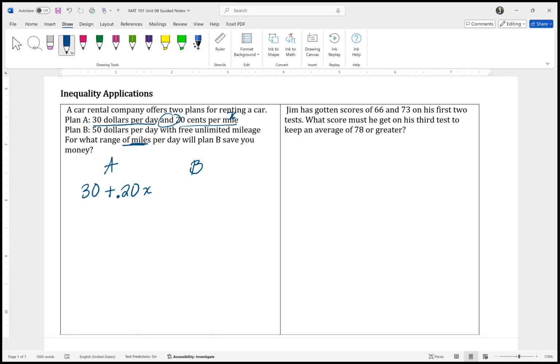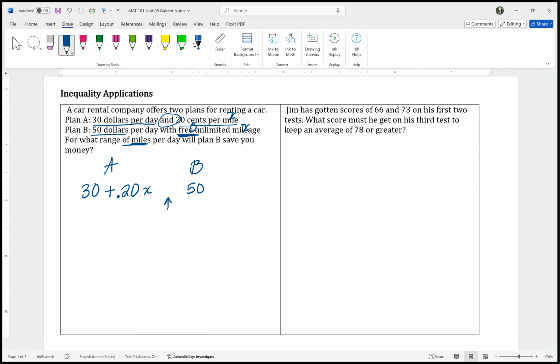And then let's figure out B. B is $50 per day, so this would be 50, with free unlimited mileage. Here's your mileage, that might be X, but free means 0. So 0x is just 0, so I don't need that part. Really this part is just 50 regardless of how much you drive. All right, what goes here in the middle though? I think that's the trickiest part here.